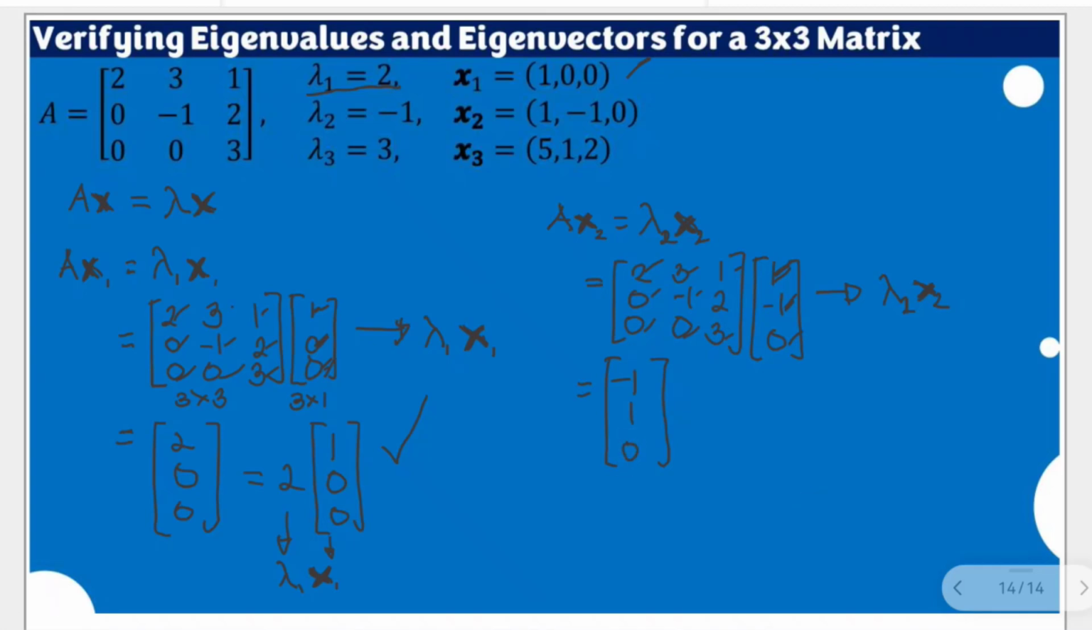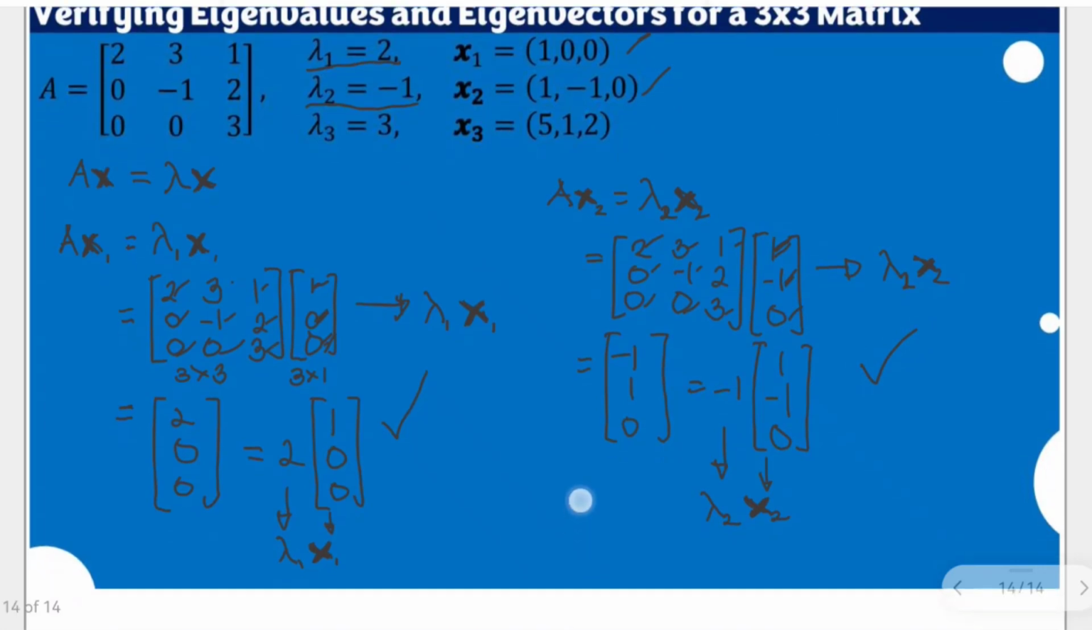Okay? So the next thing here is to factor out this lambda value, our eigenvalue. So you have negative 1, and let's see what happens to our matrix here. If you factor out negative 1, the negative 1 becomes positive 1, positive 1 becomes negative 1, and 0 will still be 0. This is our second eigenvalue paired with its corresponding second eigenvector here. So this has also been verified.